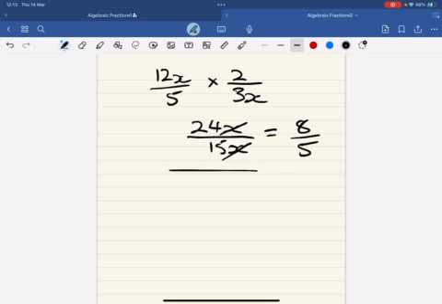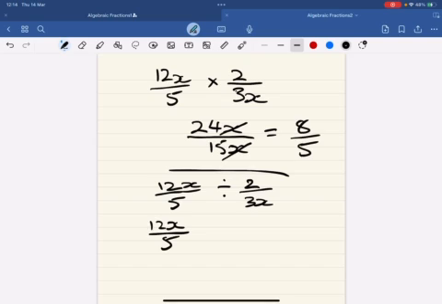Let's draw a line under this one. We'll do the same exact fraction, but we will do this as a division. So we'll do 12x over 5, and we'll divide it this time by 2 over 3x. Now, you probably are familiar with the keep, flip, and change scenario for dividing fractions. So if you keep the first fraction exactly the same, flip the second fraction over, and then change the sign to a multiplication.